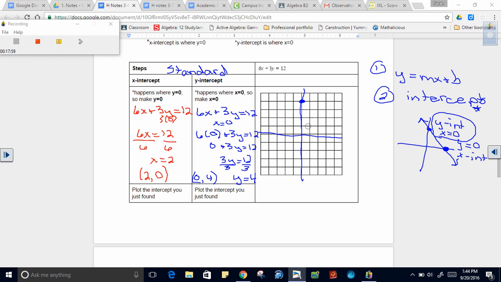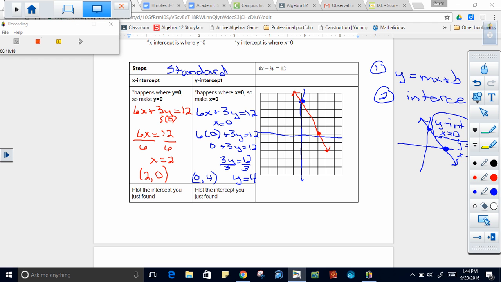So now I'll just plot that point, (2, 0). I'm not going up or down at all. I only need 2 points to make a line. There it is. Remember, in standard form, none of these numbers represent slope or y-intercept outright.